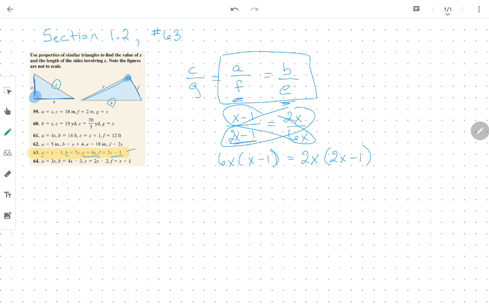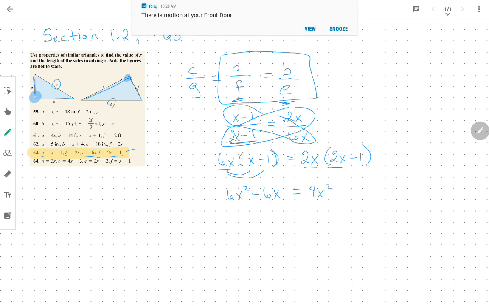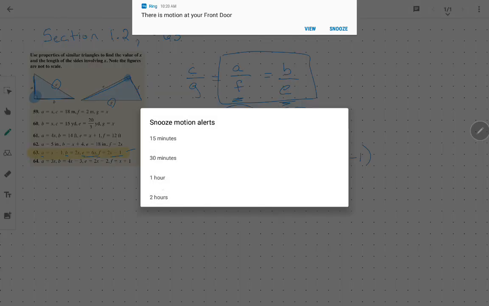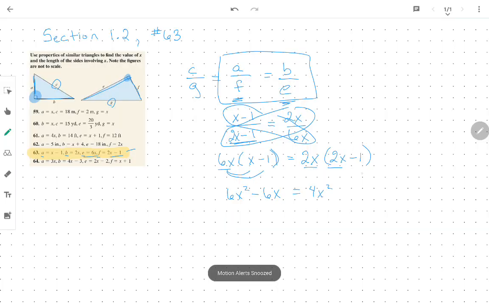Now I need to distribute to get rid of the parentheses. So I'm going to distribute the 6x into here, and I get 6x squared minus 6x. And on the right, I have 2x times 2x, which gives me 4x squared, and 2x times negative 1 is minus 2x.